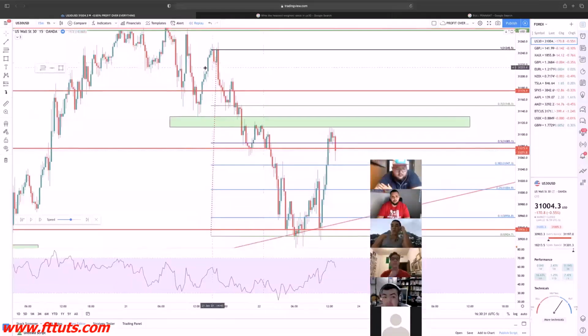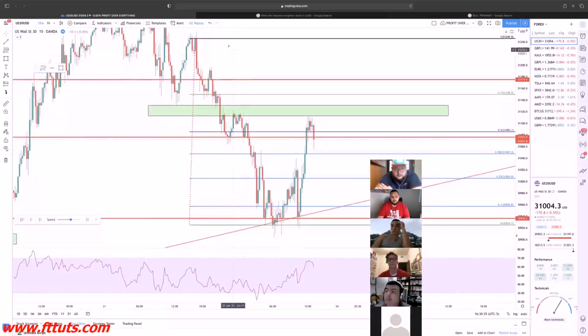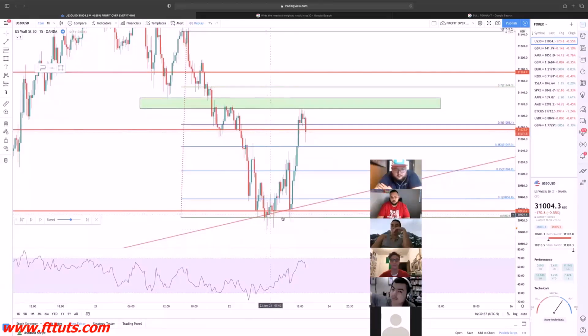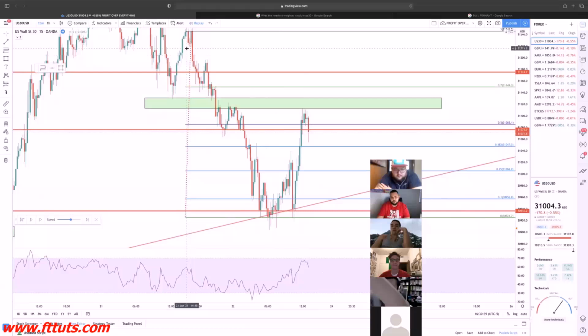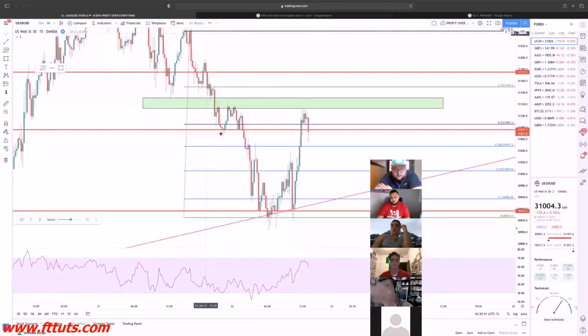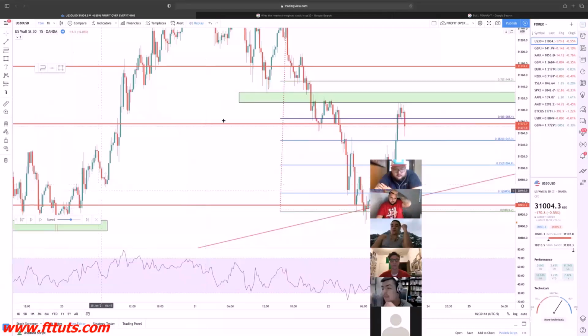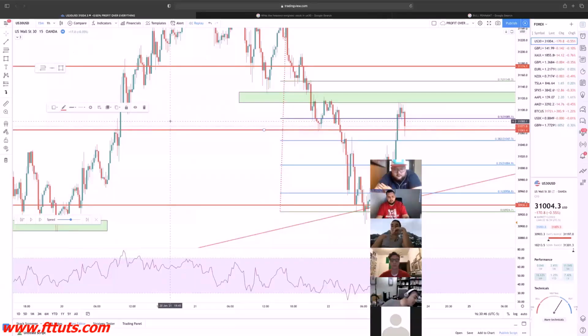So I like to figure out where this downtrend started. For me, it started up here, and then where did it end? Over here in this little area right here. So from top to bottom. Obviously, if it's backwards, we do it backwards. Give me a second.